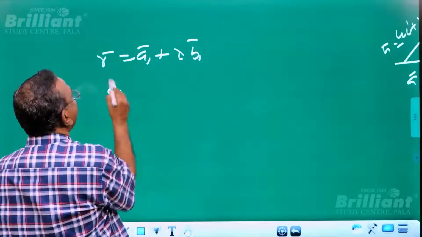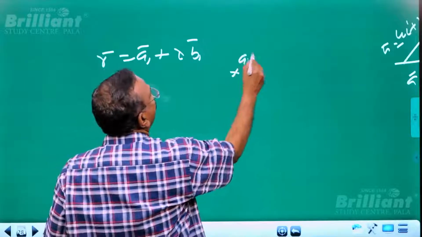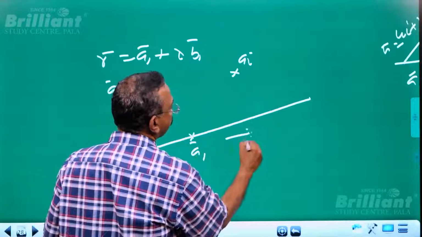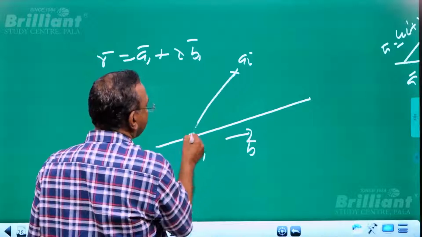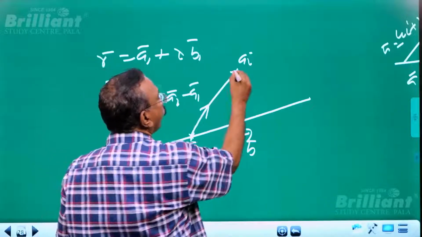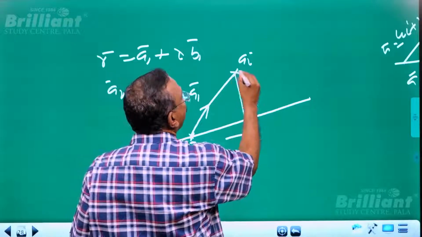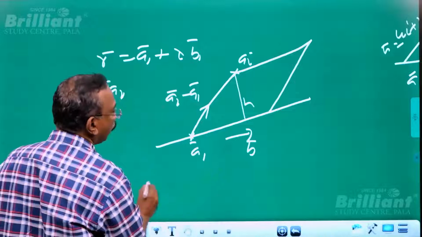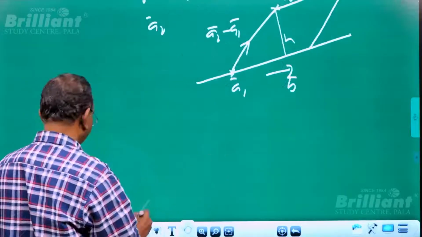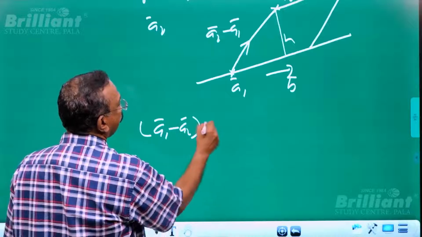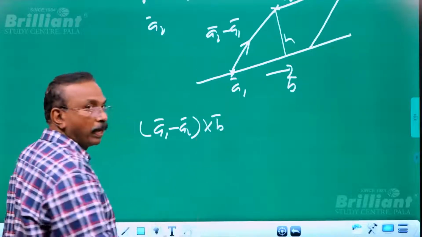any given point a2 is there. Suppose a2 is here and a point is here as a1 bar, and this is parallel to b bar. Then you construct this vector as a2 bar minus a1 bar. And you want to find this height, so you complete the parallelogram first. Then the area of the parallelogram is the modulus of a1 bar minus a2 bar cross b bar.